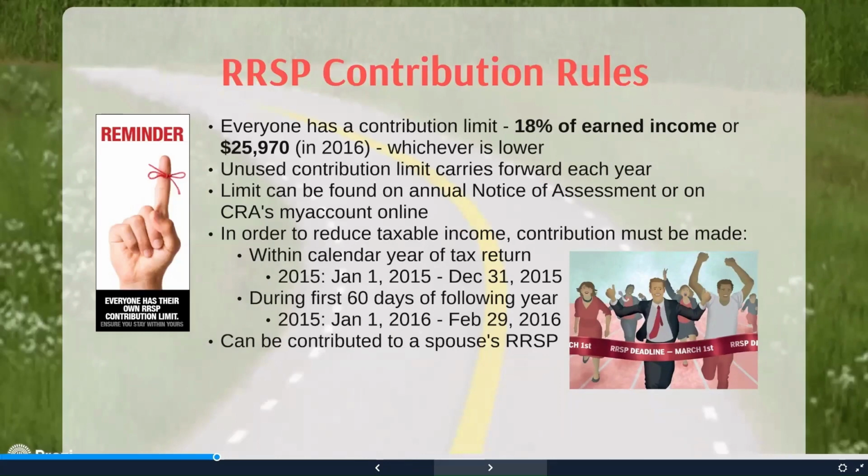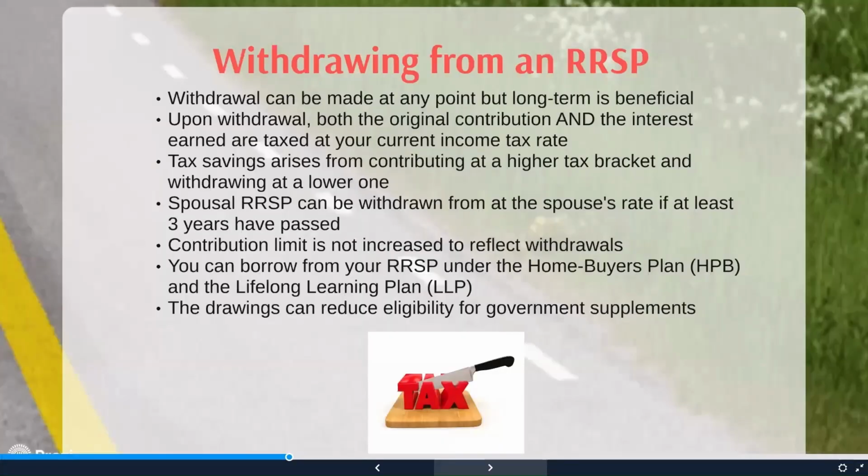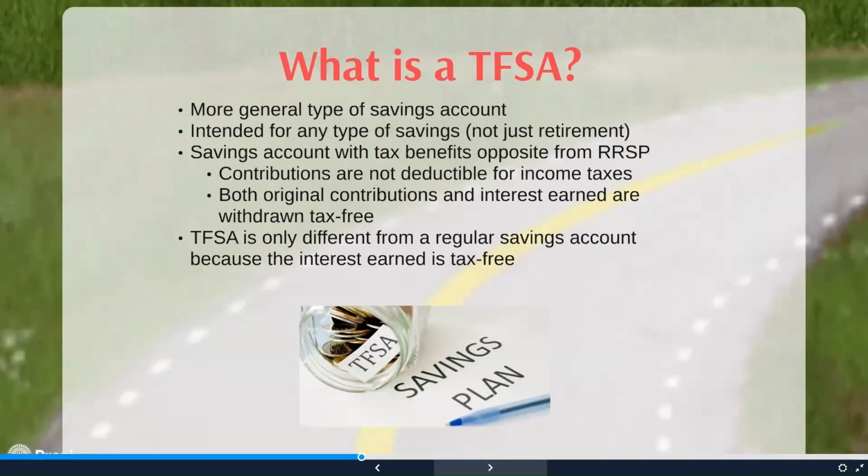You can contribute up to 18% of earned income or $25,970. You only pay tax if you take out of your RSP. So you're taxed at your current income tax rate for any withdrawals. So that's a problem with RSPs in this case. But with the TFSA, the benefit is that whatever you withdraw from your TFSA is not taxable. So once you withdraw from your TFSA, the government can't tax you. So that's the big benefit of a TFSA.